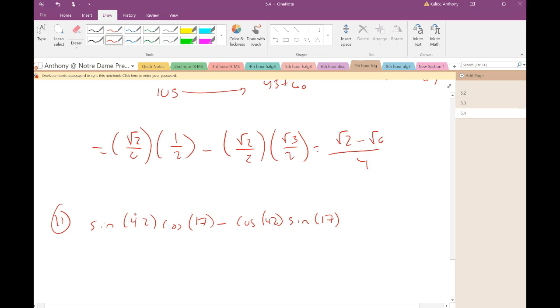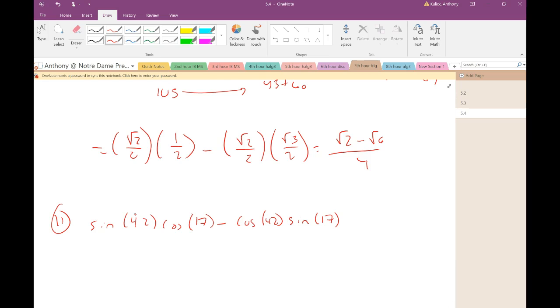Yeah, it's not uncommon to find like square root plus or minus square root 2 plus or minus 6 over 4. Just means you're working with multiples of 30, 60, and 45. It's really common for that to happen.